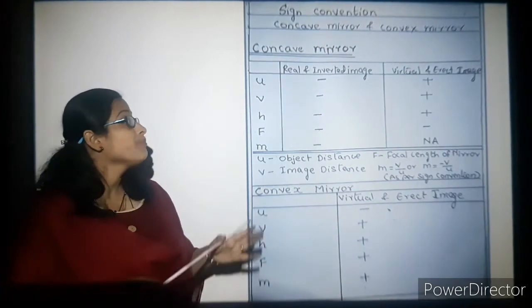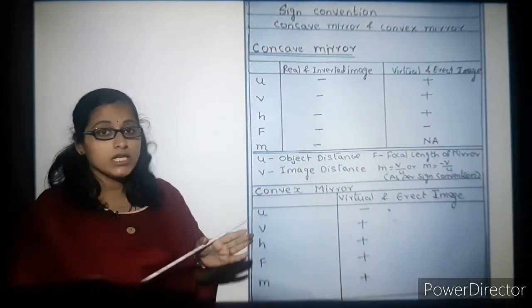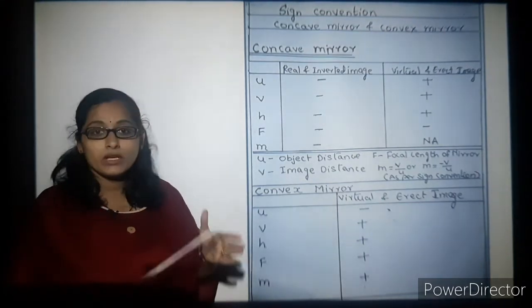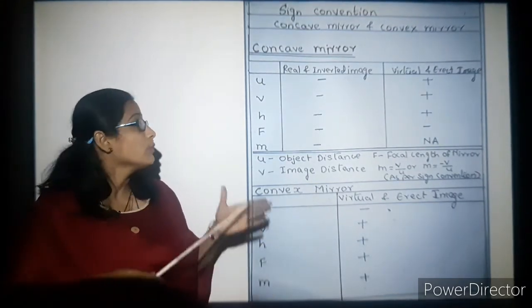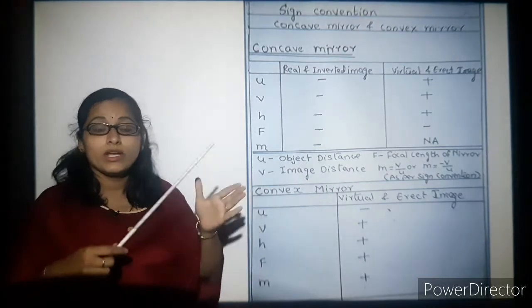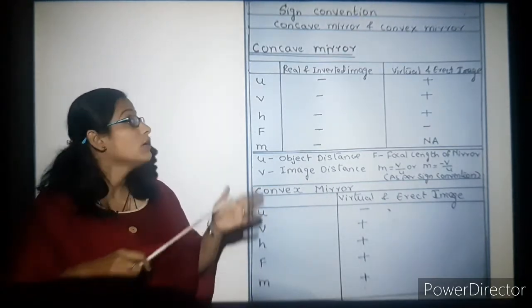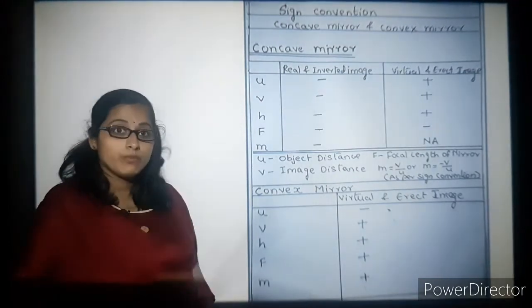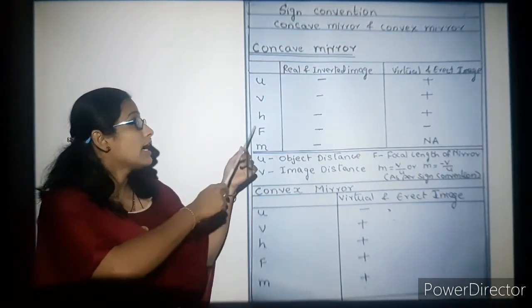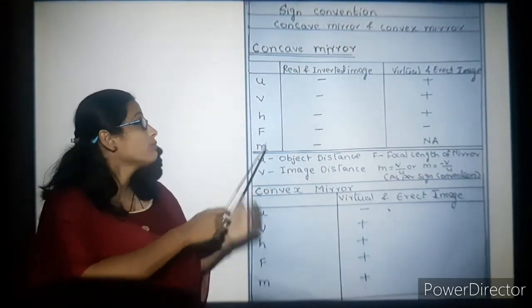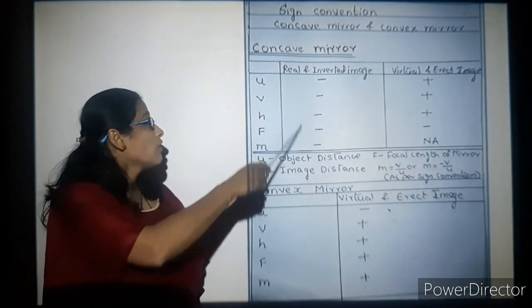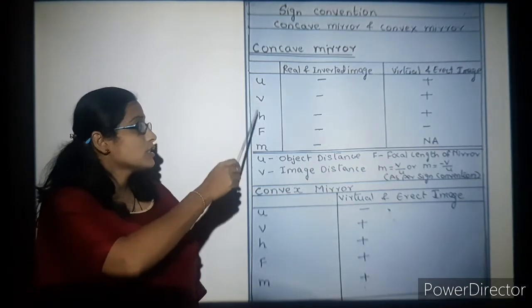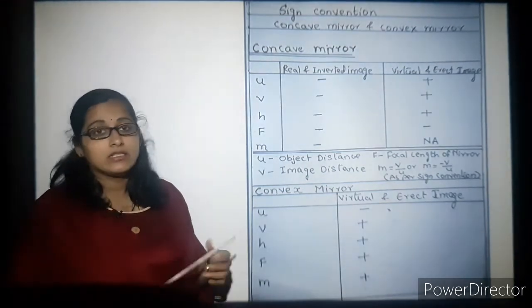So whenever the question is with respect to a concave mirror, the image will be real and inverted, and wherever you need to solve a problem for a concave mirror, you will put the sign. Even if they have given it as positive, when you start solving, you will put negative for the object distance, focal length, image distance, height, magnification, etc.